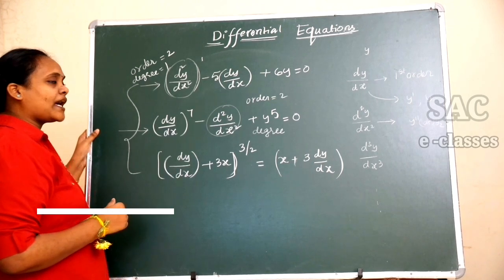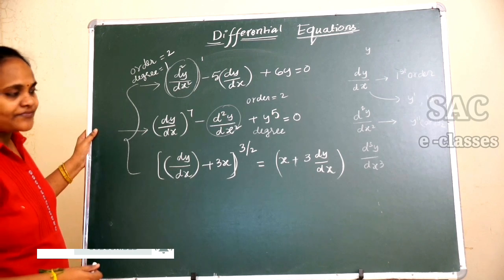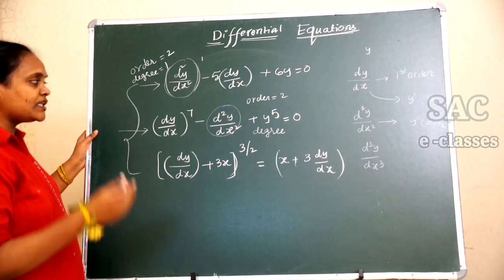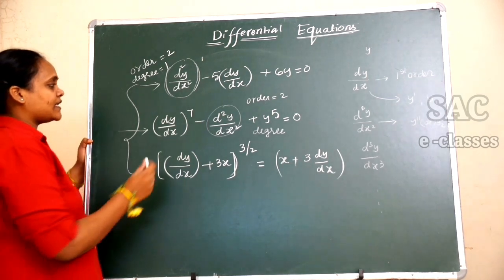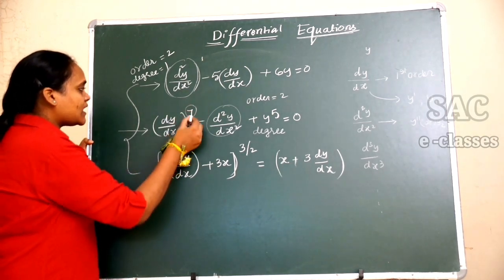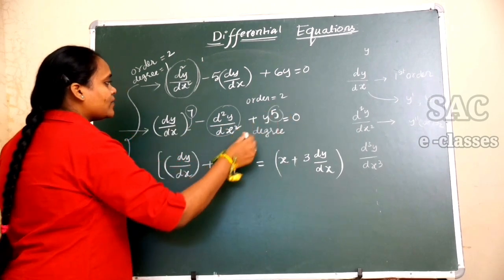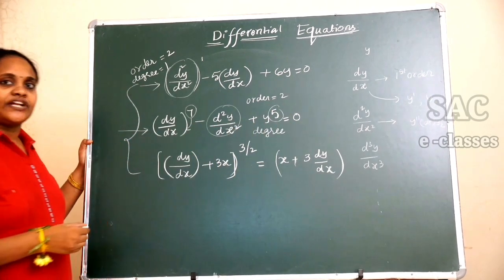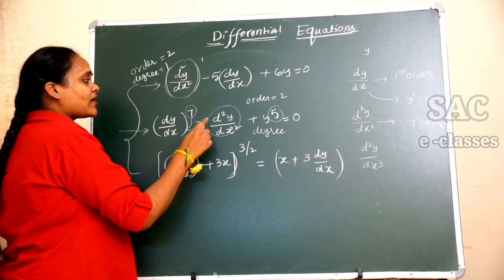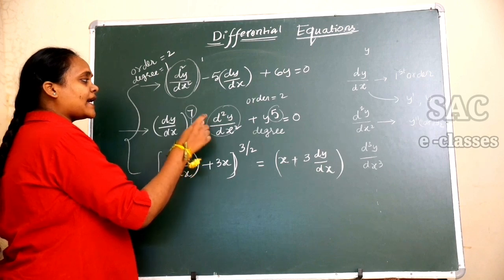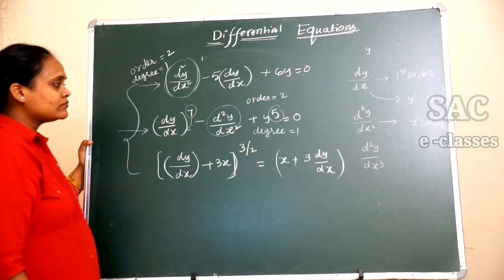Coming to degree, I told you that the power or the index of the higher order derivative in the given differential equation is the degree. Highest order I said, but not higher power. Here, the power being 7 or 5 will not affect the degree of the differential equation. You should just focus on the power of this particular highest order derivative. There is no power like previous, so degree is 1.